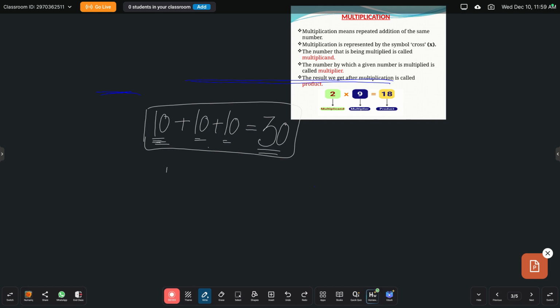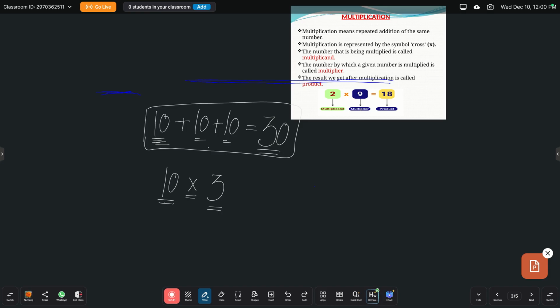Tell me, beta, what is the number here? It's 10. And tell me how many times this 10 has been repeated. This 10 has been repeated 3 times. So I will write down here 3. Now, I will put a symbol of cross in between these two numbers. First I wrote the number that was repeatedly added, and that number was 10. Then I found that this number is being repeated 3 times, so I wrote 3. And then I put a symbol of cross in between these two numbers.